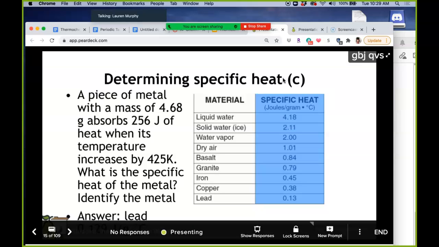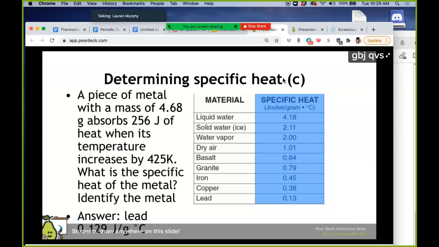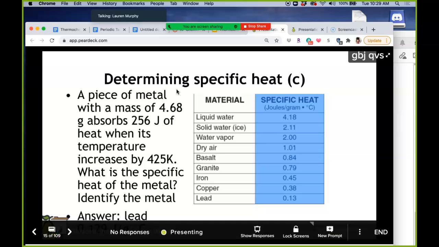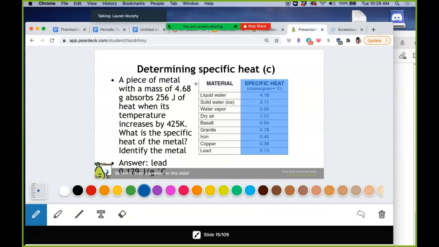Okay, let's try another one. A piece of metal, and I give you a mass, so M. And I tell you it absorbs 256 joules of heat, so this is Q. And then I say its temperature increases by 425. This is important. What does this mean? Increases by.